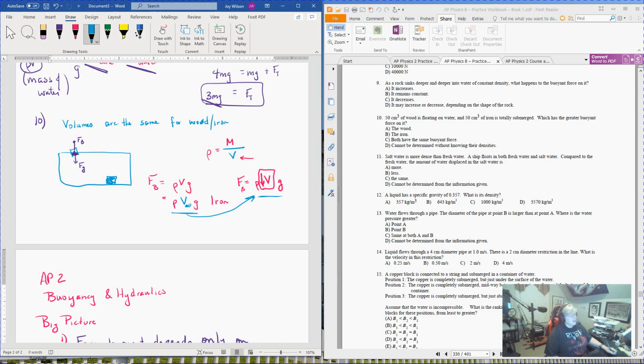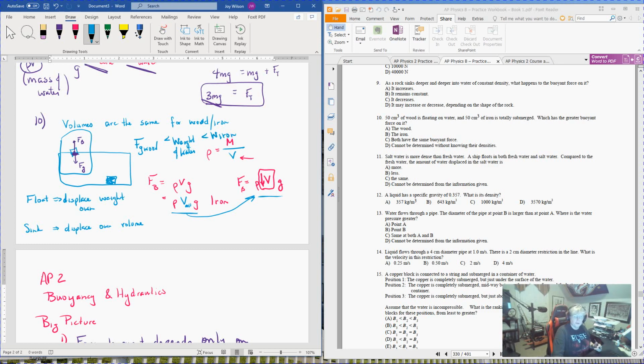So once again, what's the key takeaway? Float means you displace your own weight. Sink, you displace your own volume. And so what we have for block number 1, the wood block, is that its weight of wood is less than the weight of water, and the weight of iron is bigger than the weight of the water because it sinks. So that's how we would work that one out or think through it.